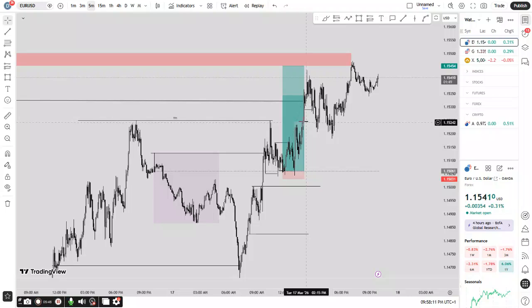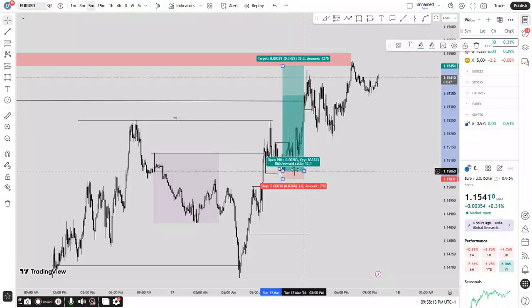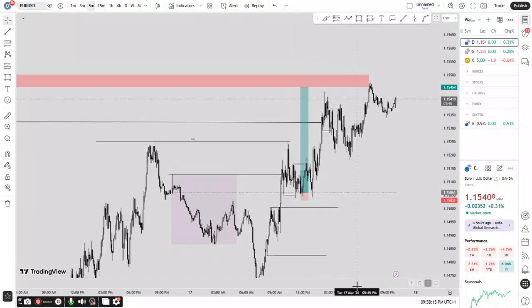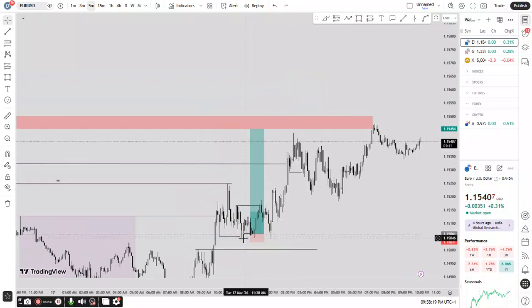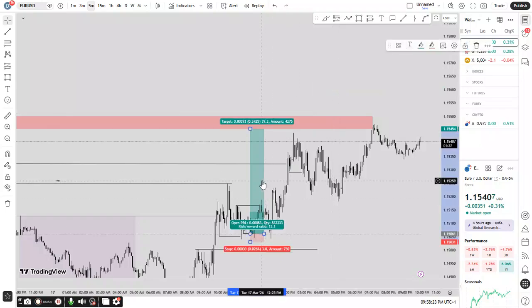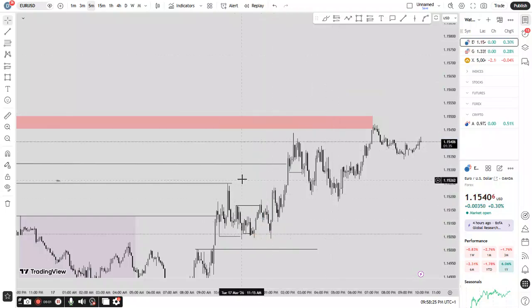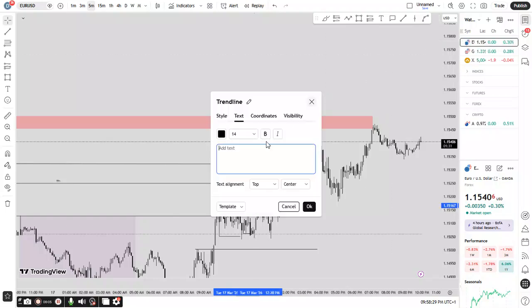Another entry would be what? The mitigation. Now, the mitigation in what sense? After you've had an inducement, which is this guy, this is the breakout structure, and then of course you can then, let me delete this to make it clear. So let's say this is your breakout structure. I'll write BOS inside of it.